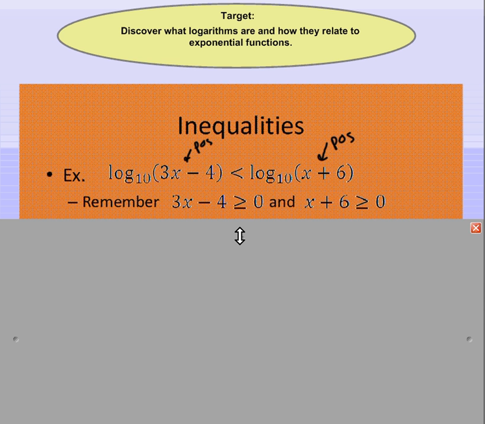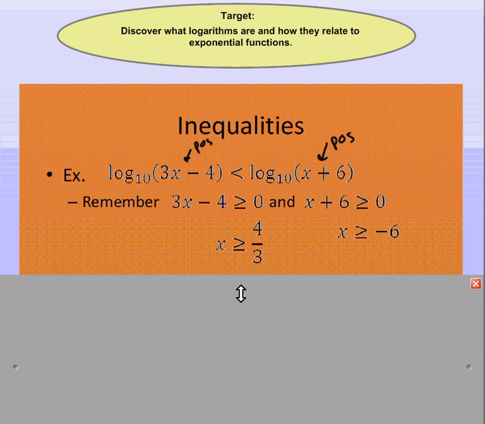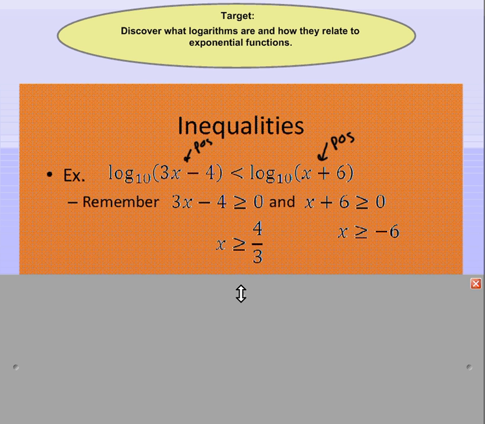When solving the inequality, we could possibly get an inequality that leads us to values that don't make those true. So we have to ensure that those are true. A couple of things have to happen. x has to be greater than or equal to 4/3, and x has to be greater than or equal to -6. Those have to be taken into account in our final solution.